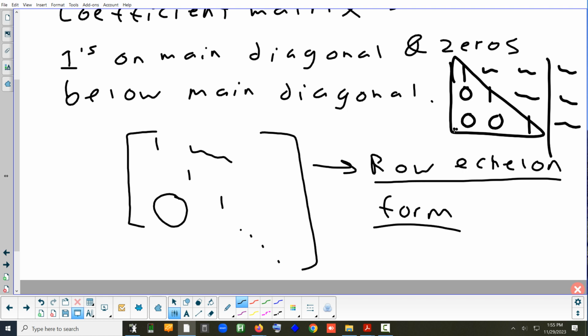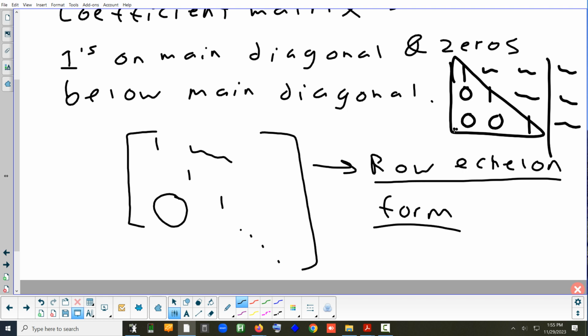Now there's something you can do to take that one step further called reduced row echelon form. We don't do that. But the next step would be to get zeros above the diagonal. So then you have zeros everywhere above, everywhere below, and ones on it. Again, we don't do the second part.